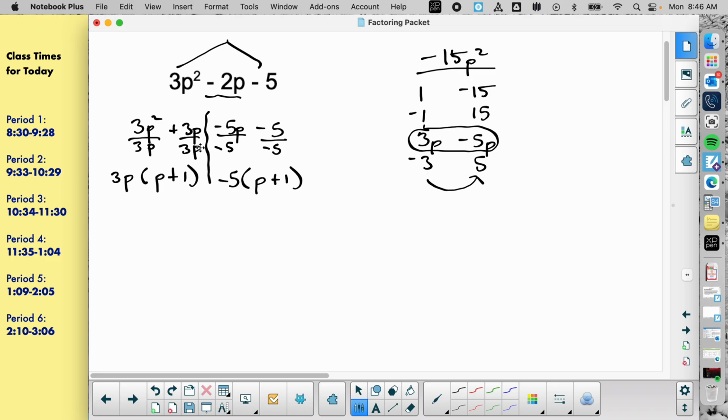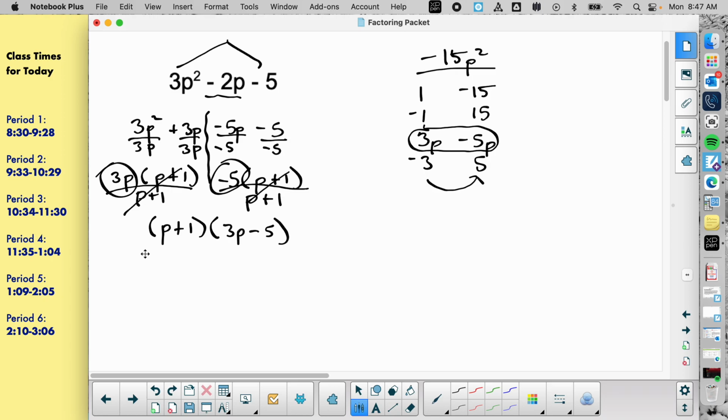Does each of the halves, so first half, second half, have something in common? Yep, perfect. So anytime we have something in common, we write it in the front. And in the second parentheses, we write what's left over if we divided by it. Some people are doing the divided by step in their head, and you certainly can. But if I divide by it, it cancels it out, so I'd be left with 3p minus 5. And I'd write that in the second one. And then this is going to be the final answer for the factoring that we started with.